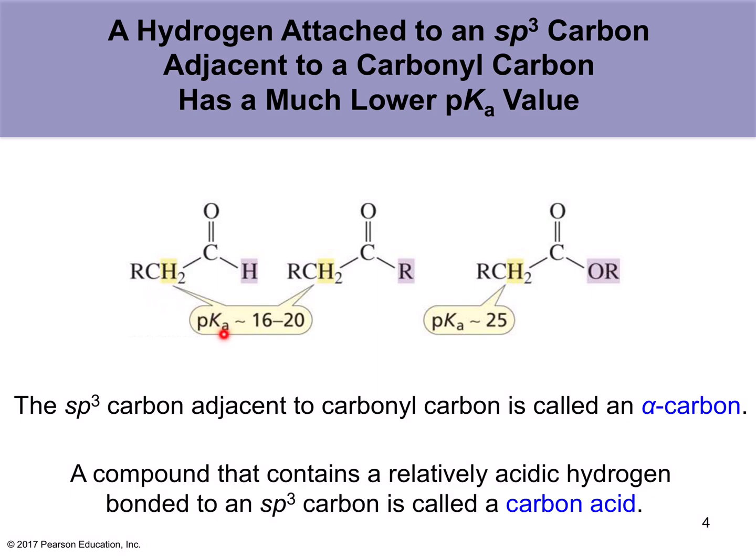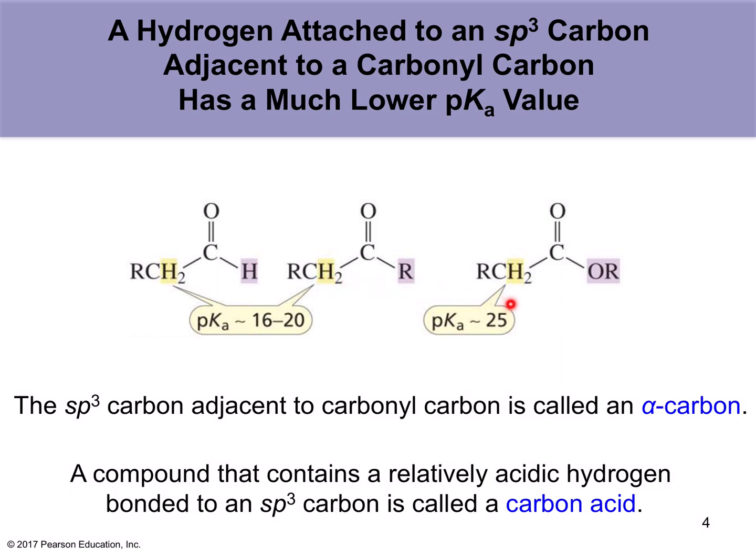You see the pKa of this alpha hydrogen is between 16 and 20, which is far lower compared to a pKa of 60. Meaning these hydrogens are more acidic compared to the alkane hydrogen.